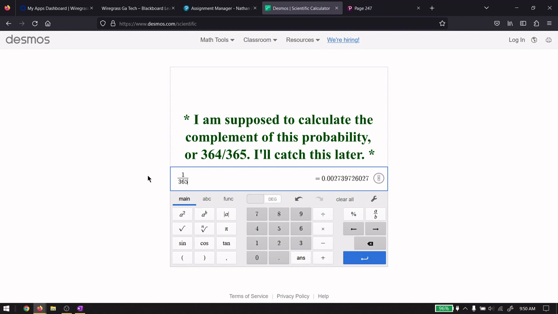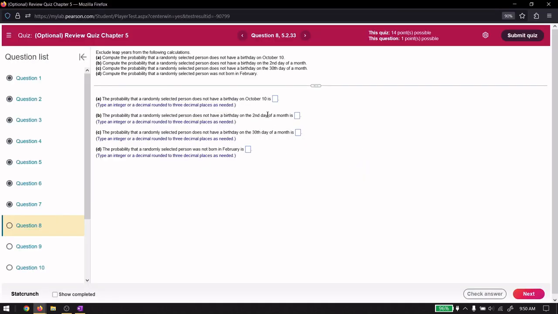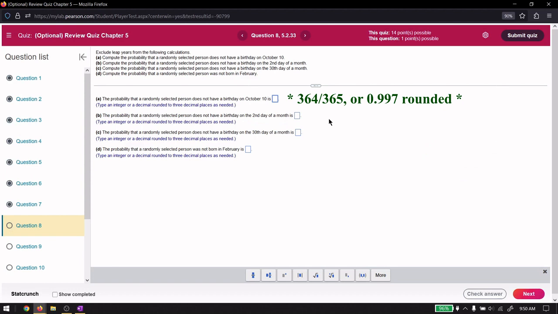0.0027. So 0.003. Okay, the probability that a randomly selected person does not have a birthday on the second day of a month.